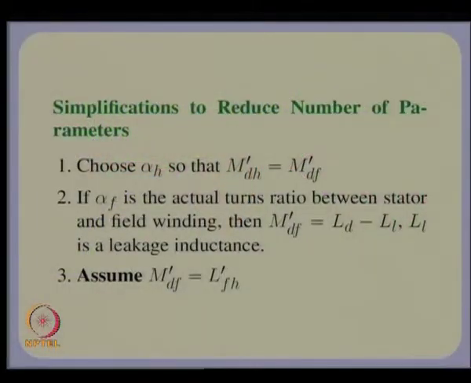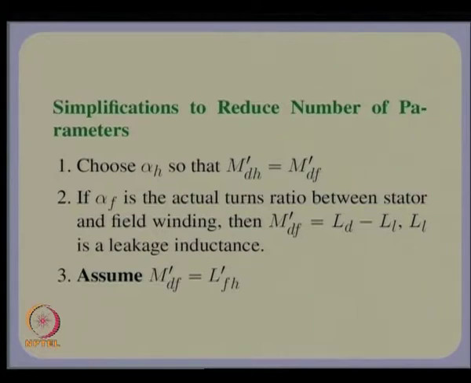Now, the second point here is very important. If alpha f is the actual turns ratio between the stator and the field winding, then MDF prime is LD minus LL. So, we will talk of another parameter, in fact, an addition to the standard parameters. This LL is a leakage reactance, leakage inductance. So, if I use the actual turns ratio between the stator winding and the field winding, then we shall see that LL is in fact a leakage inductance.